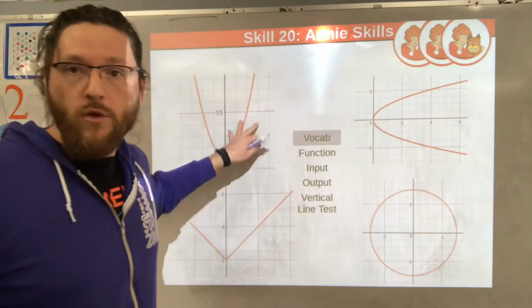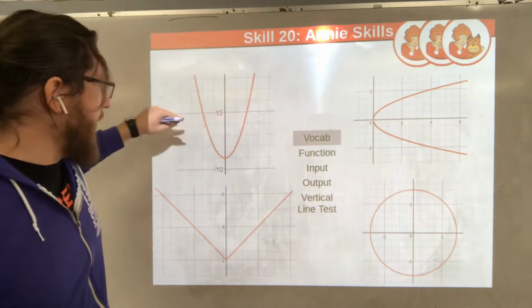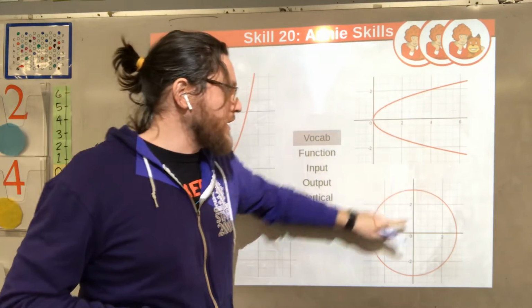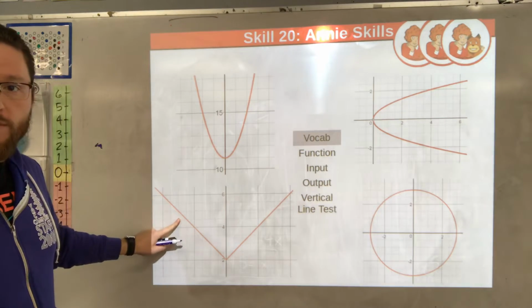Real quick, I wanted to go over the Pick'em graphs. You should have gotten a parabola. We should have gotten a sideways parabola here. This one gave you a circle, and this one gave you a V shape.